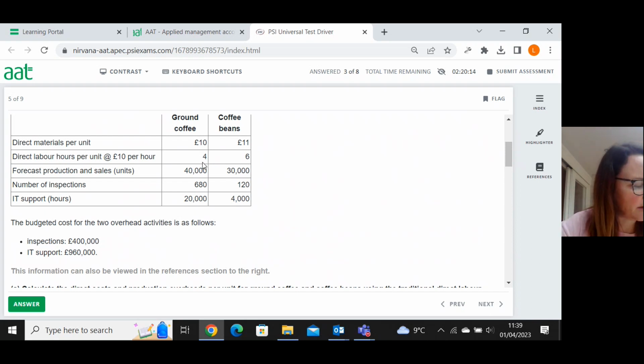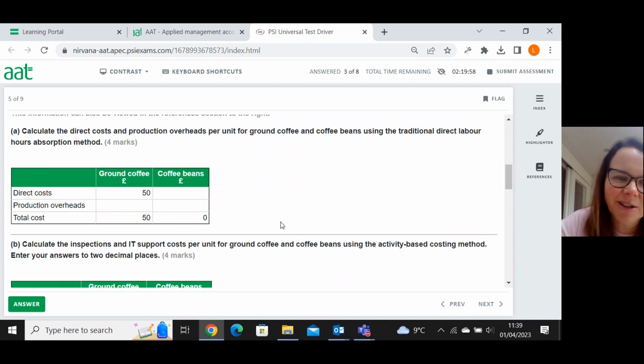Oh, hang on a minute. What have I done there? Oh, I'm looking at the wrong part. Sorry. Yeah, so it's 4 hours times the £4. I looked at the wrong bit and thought I'd calculated it wrong. That's fine. Which is 16.